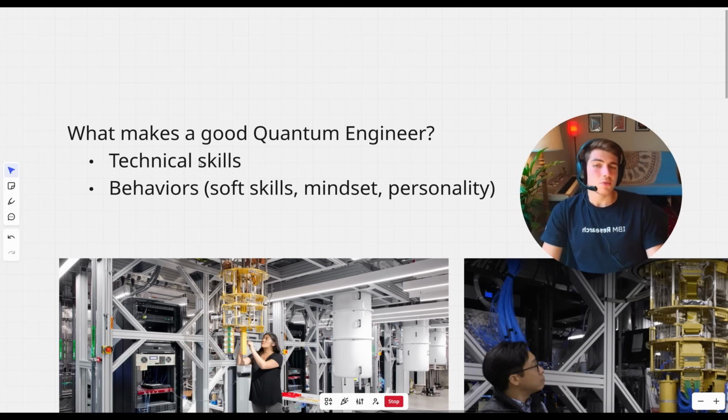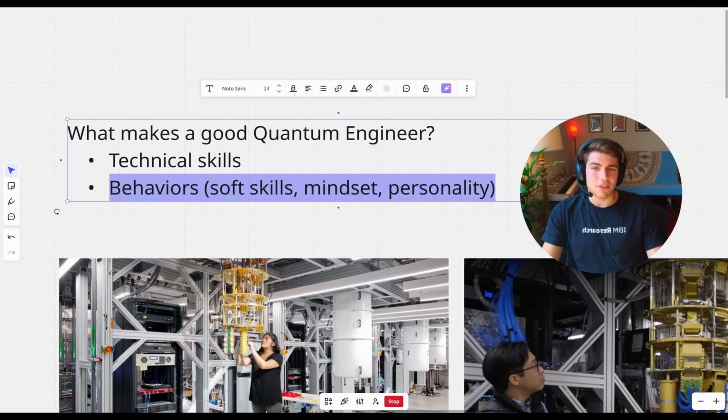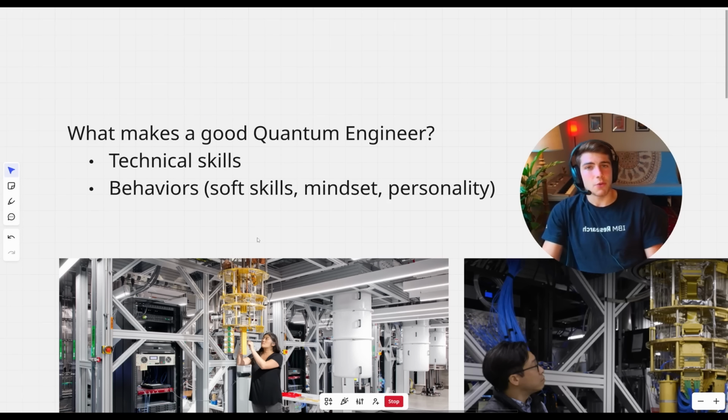That's going to help you, one, not only have a better career, but two, just be a better contributor to your organization. So technical skills are probably the most important thing, but don't sleep on the fact that your behaviors, your soft skills, your mindset, your personality, how you get along with people is going to be really important. This is just the reality of how the world works.